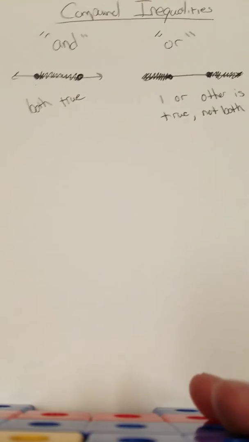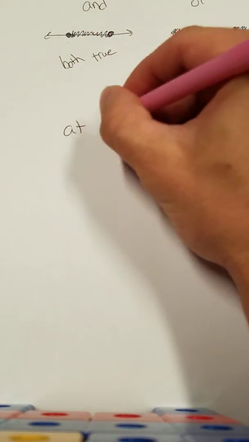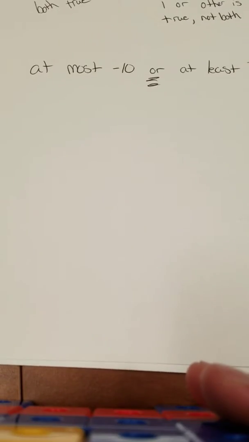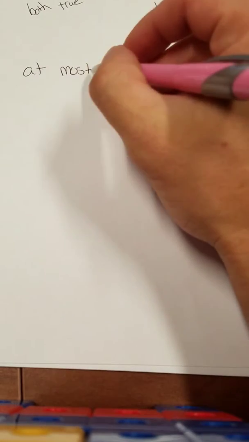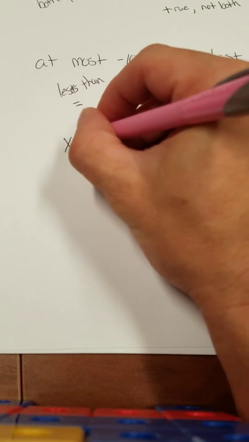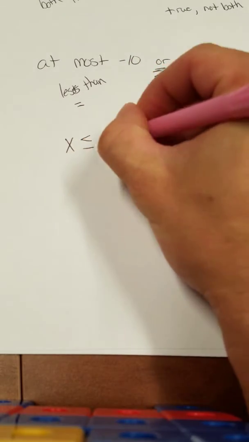Okay, some other examples of things that you might have to run into. It might say at most -10 or at least 7. This is a key statement, or. That means we're going to have an or in our answer. So at most -10, at most, this means less than, but it also can mean equal to. So my variable is less than or equal to -10.